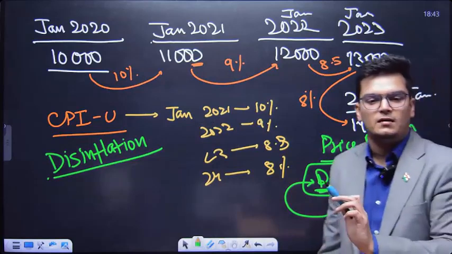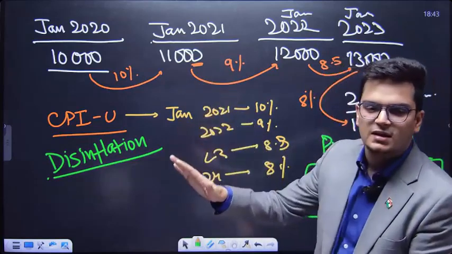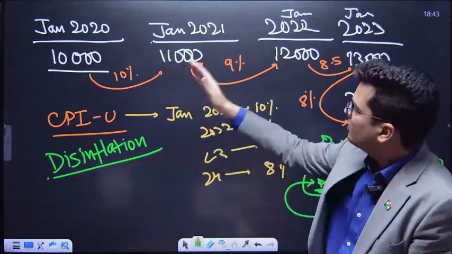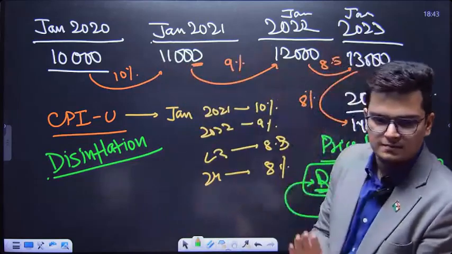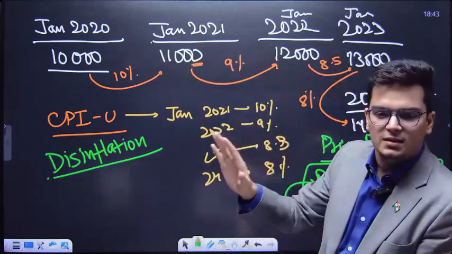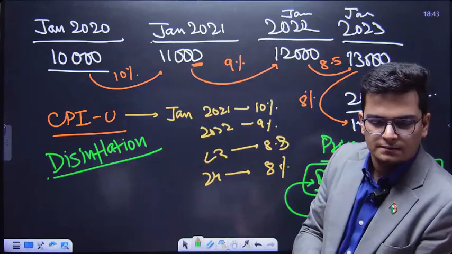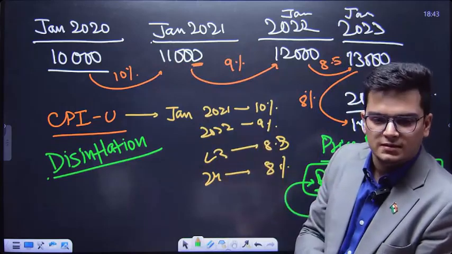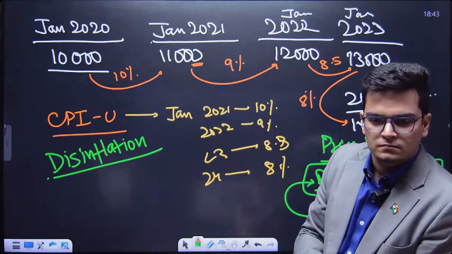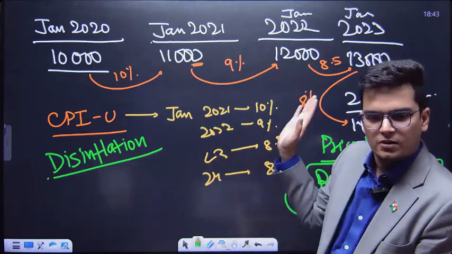So disinflation is fall in the rate of inflation. Inflation is still happening, बस रेट ऑफ इन्फ्लेशन धीरे धीरे कम हो रहा है. पहले 10% था, फिर 9% था, फिर 8.5%, फिर 8%. ये क्लियर हुआ. अभी बेस ईयर की बात करते हैं.